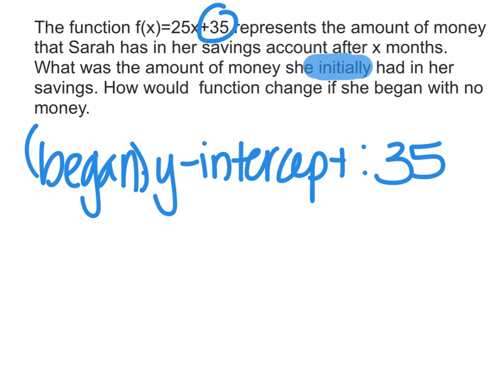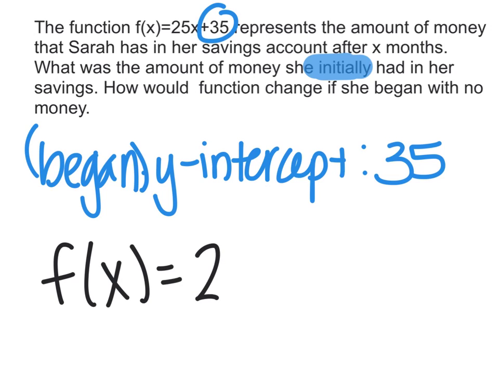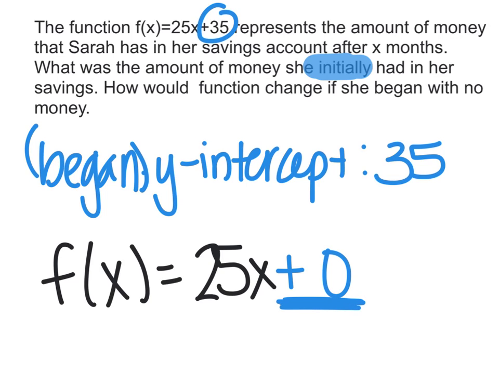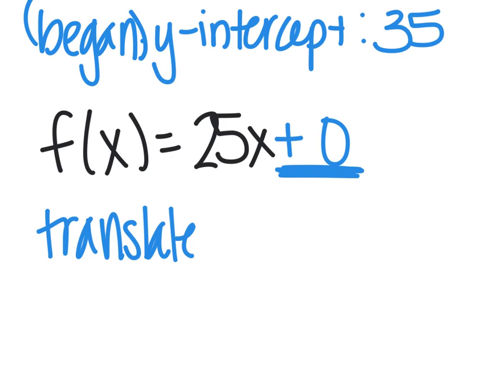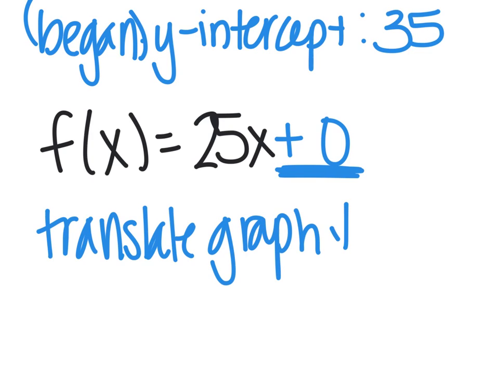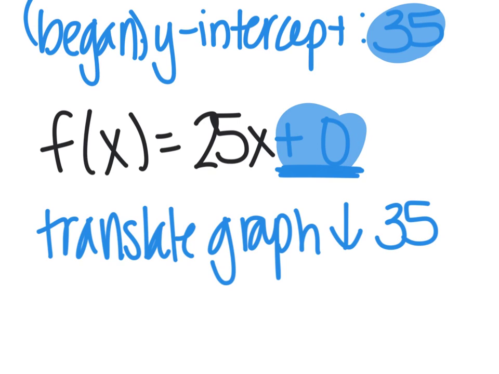Then it wants to know how would the function change if she began with no money. So what that means is that instead of being f of x equals 25x plus 35, it would be f of x equals 25x plus 0. Because if she had no money, then this y-intercept, what she began with, would be plus 0. If we were to graph this function, it would translate our graph down 35 units, because in our original problem she began with $35. Now she's beginning with 0, so she has $35 less, so the graph is going to move down 35.